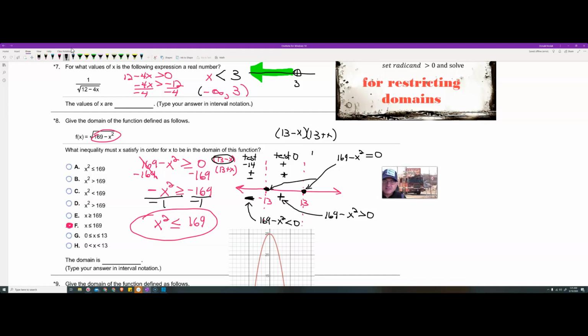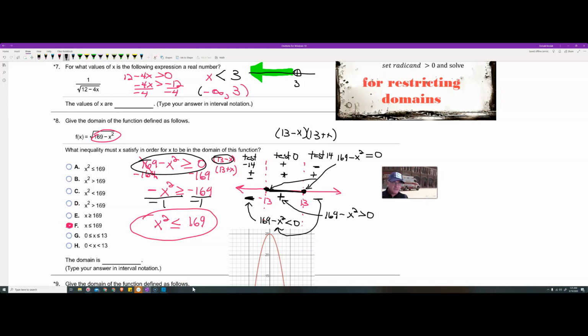And now my last test point would be something to the right, like 14. So 13 minus 14 is negative. 13 plus 14 is positive, and the result is negative. So that's just like this one here. I want where it is positive or equal to 0. Well, it's positive or equal to 0 in between these two, and I can include those two.